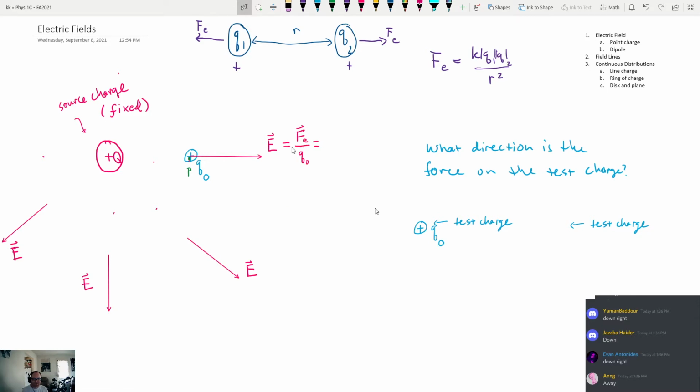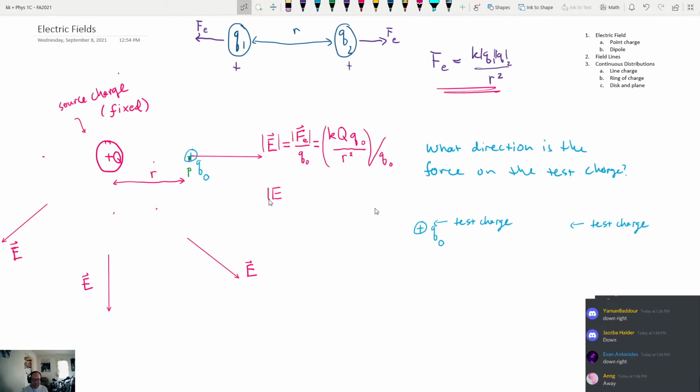Well, the electric force between positive Q and Q naught should be equal to, according to Coulomb's law, K times one charge. One of the charges is capital Q, they're both positive, and the other charge is Q naught. We have to divide by the distance between them squared, which is R, so we divide by R squared. But all of that is just the numerator. That's Fe, and we have to divide that by Q naught. All I've really done here is just the magnitude. We'll talk about the direction in a second.